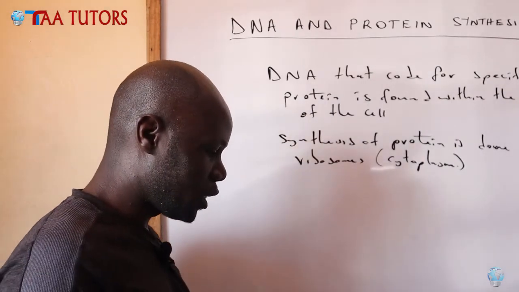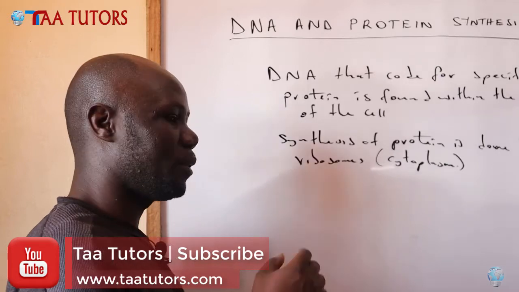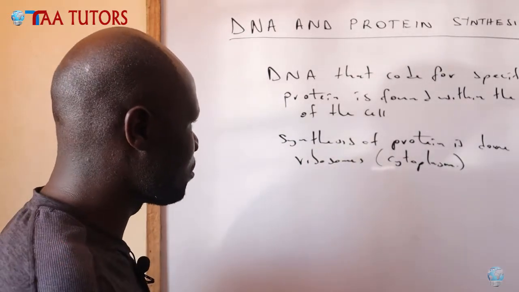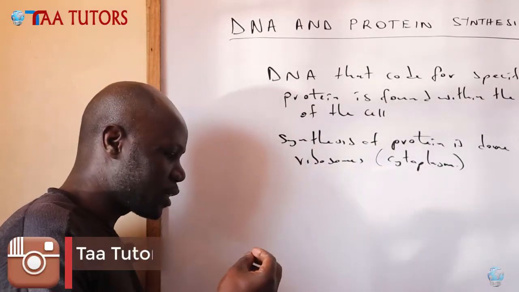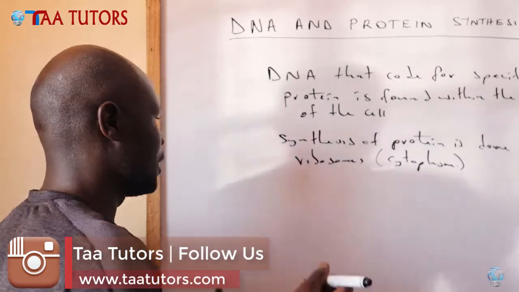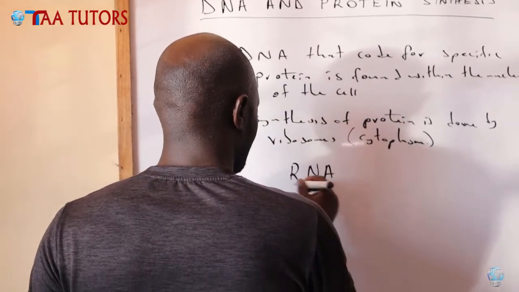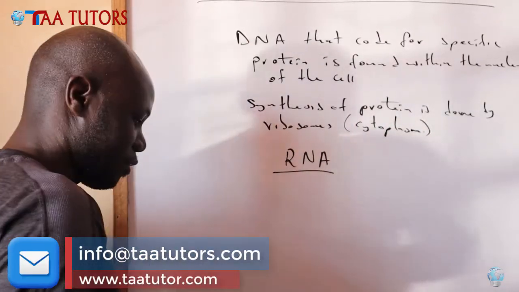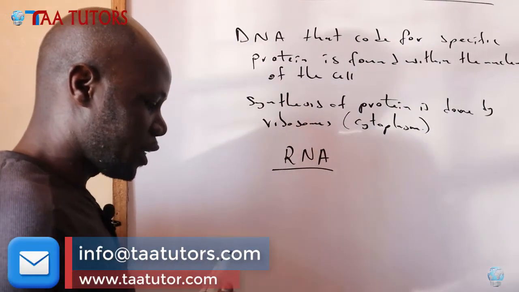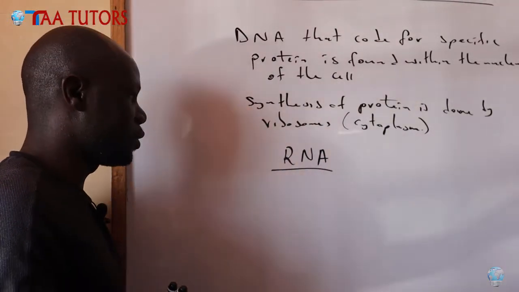So in between here, we need the material that will carry the information that will help us to actually synthesize the protein itself. This particular material that is going to help us in relaying this information is called the RNA. The RNA is what is going to help us in transferring this particular information from the nucleus, from the DNA where it is found.